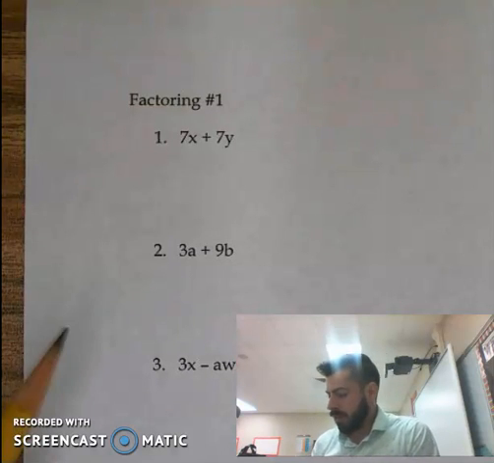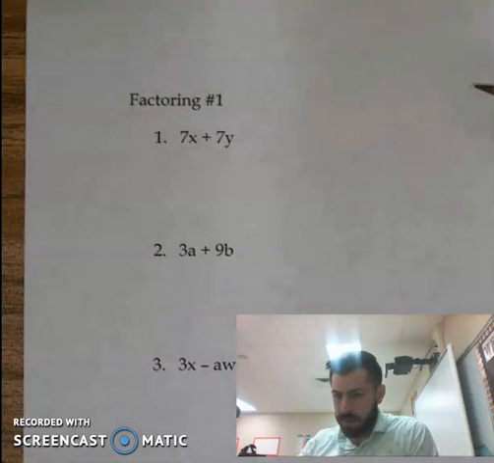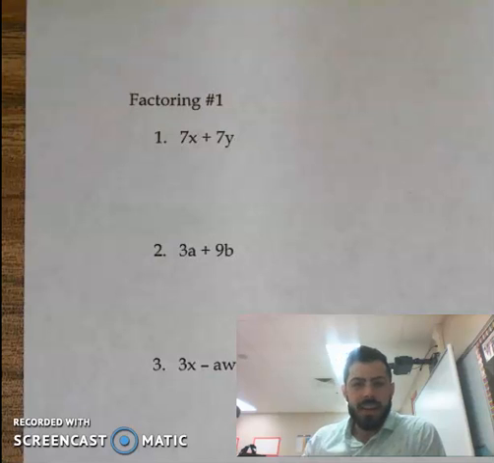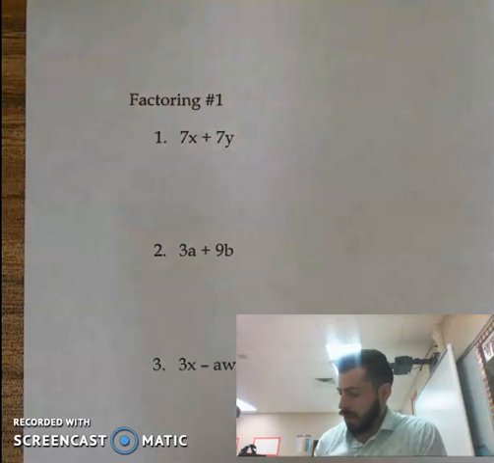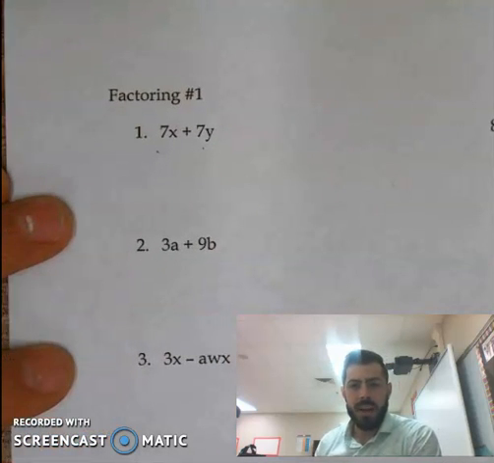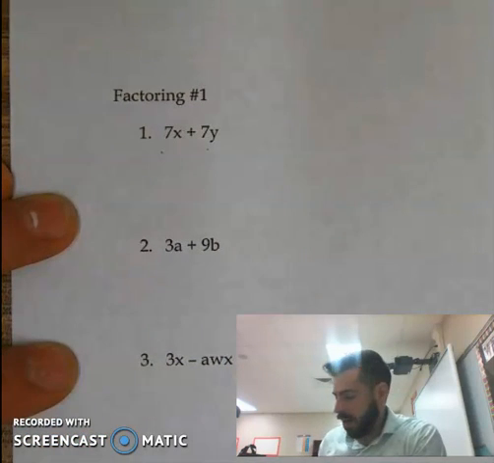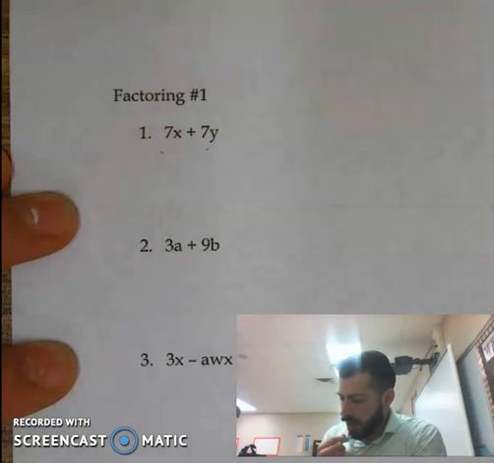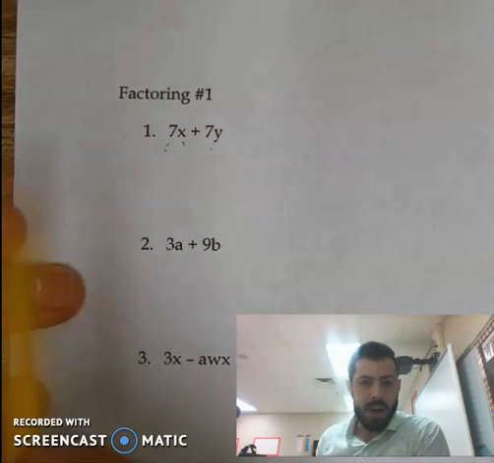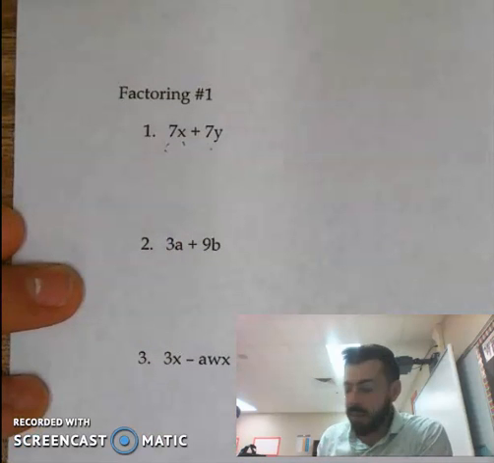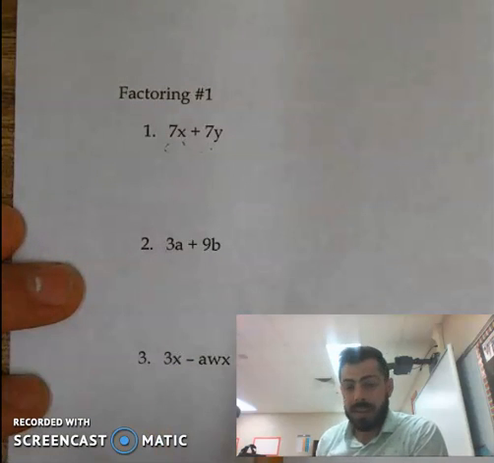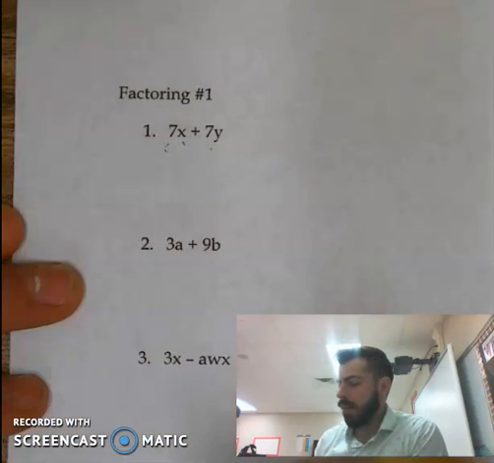So when we look at this first expression, we see two terms. We got 7x and 7y. And the idea here is we want to find something that is common to both the 7x term and 7y term and see if we can factor it out, so, sort of divide it out maybe. So we look for something that can divide both 7x and 7y. Now in this problem it's pretty obvious. Both 7x and 7y are divisible by 7, which means 7 is a common factor.